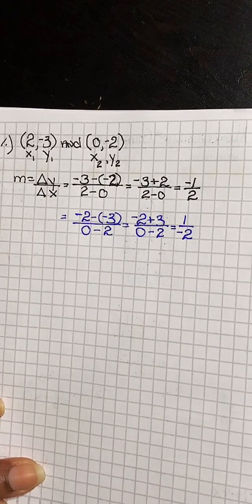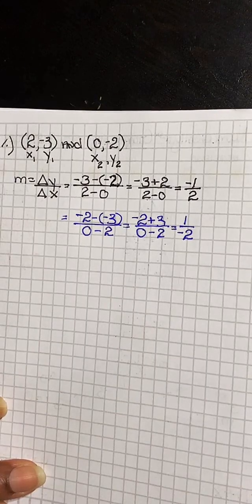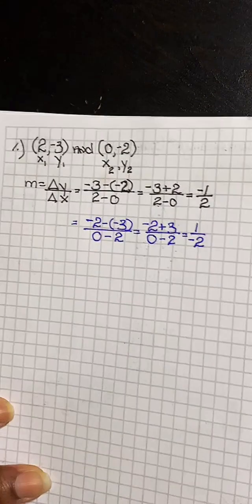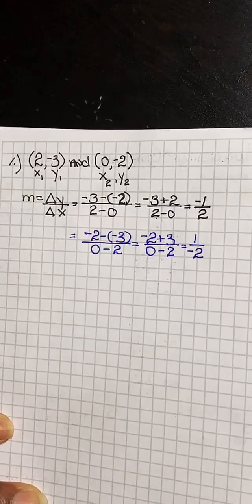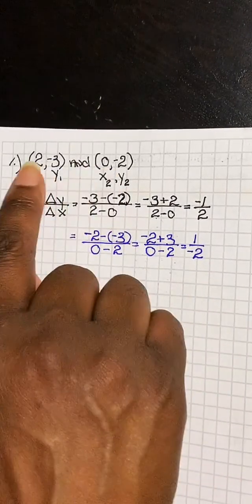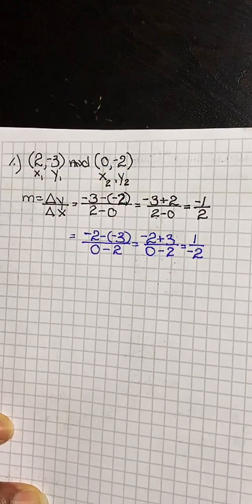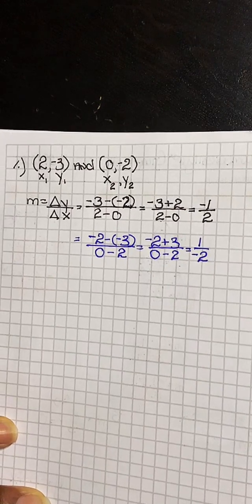Okay, so you get the same answer. Now, we're going to pick that slope. And since we need to find the equation of the line, we need to pick our y-intercept. What do you think your y-intercept is? Look at your ordered pairs. Which one's the y-intercept?